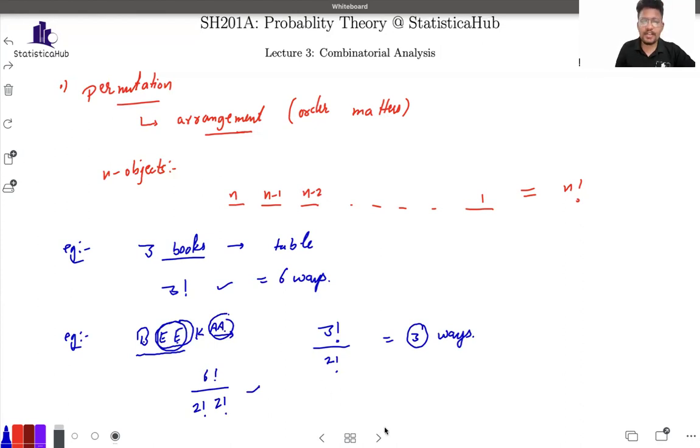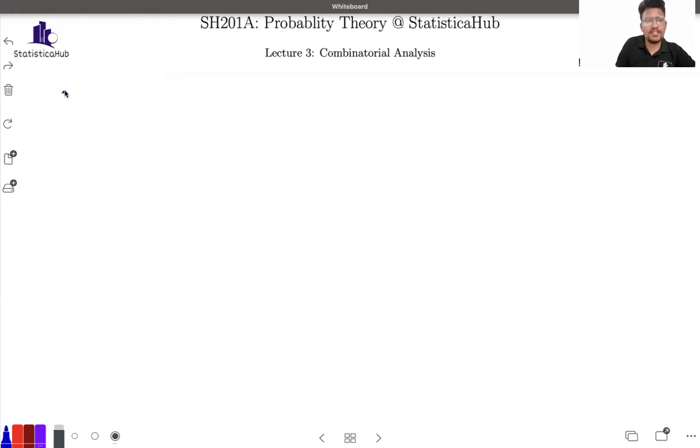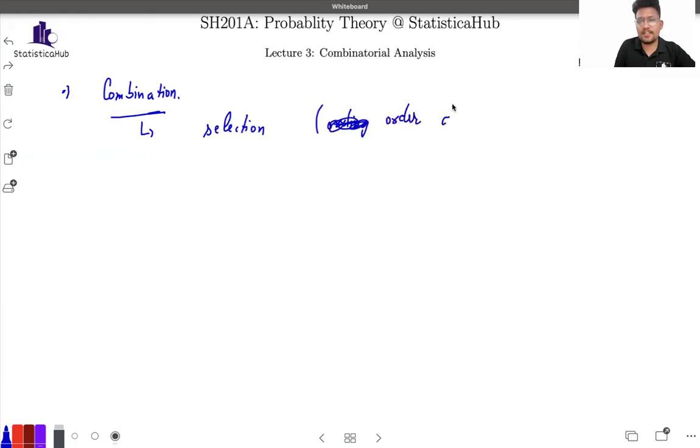Okay. Moving ahead, we have the concept of combinations. Combination. In this one, we are just going for selections. So you can simply see selection. And in this case, order doesn't matter. We are not concerned with the order in which we are going for the arrangements or the selections.